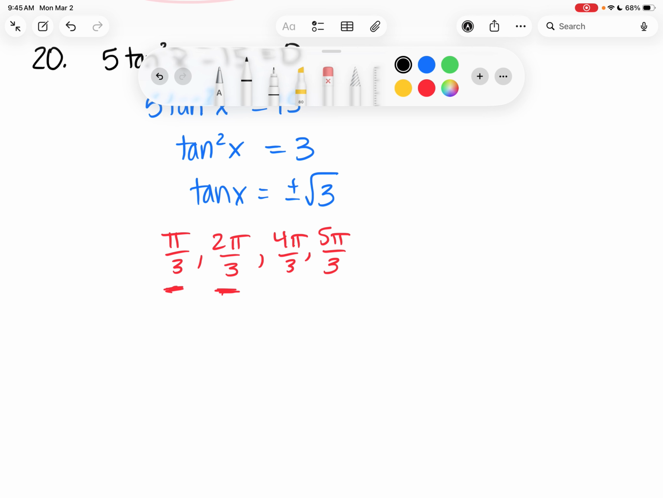I don't usually write on there that you have to check them, but if you didn't check it and one of them was extraneous, then you're going to lose points. Not that you're going to lose points just for not checking it in general. So just be aware of that too.